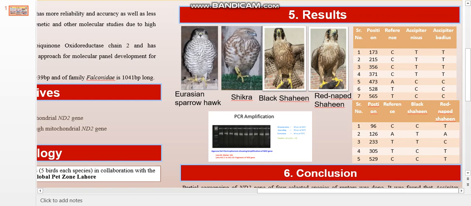Here we have the two tables in which the positions of SNPs are introduced. The first table shows the members of Accipitridae. Here we have the seven SNPs on different positions, whereas in the case of Falconidae we have the five SNPs on different positions.